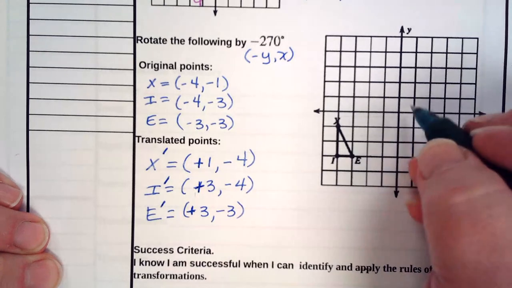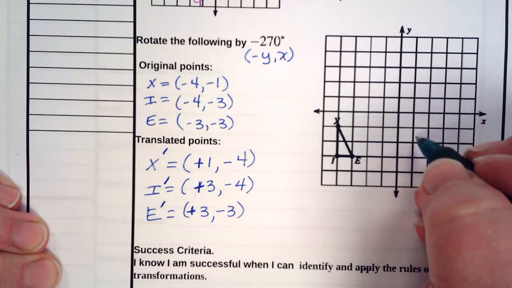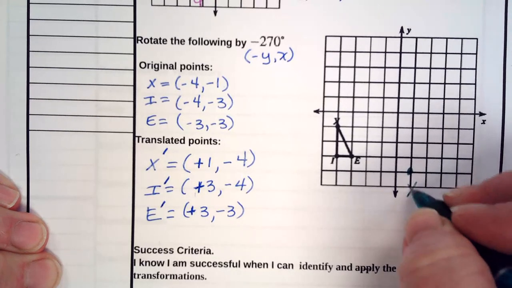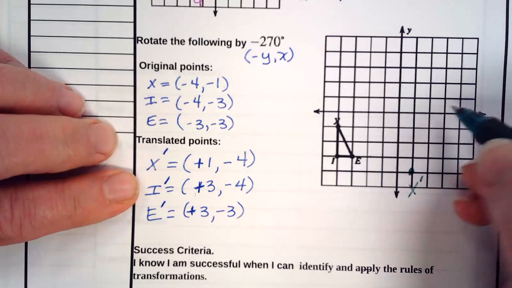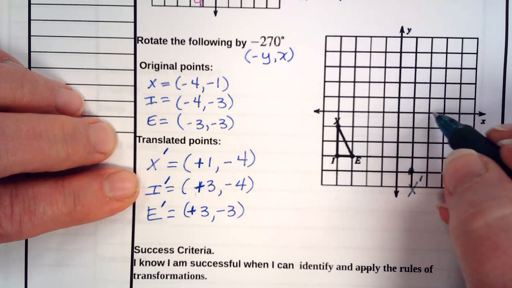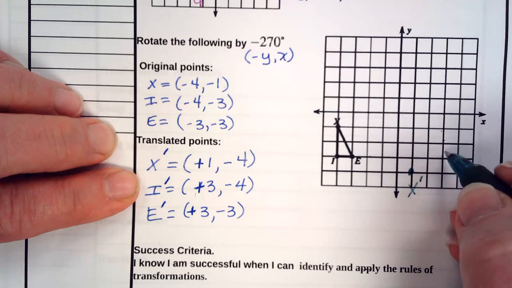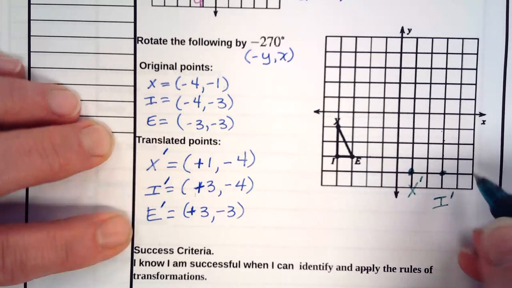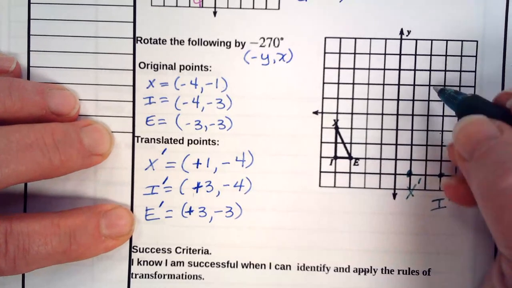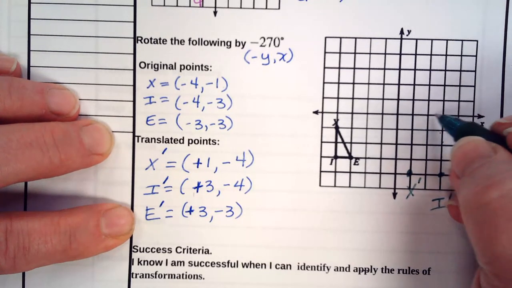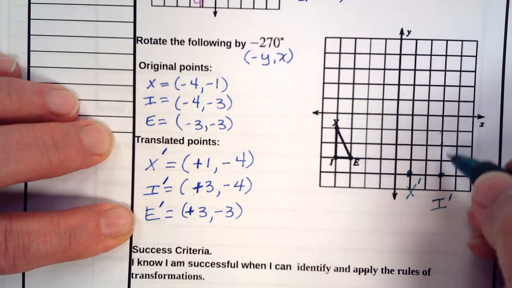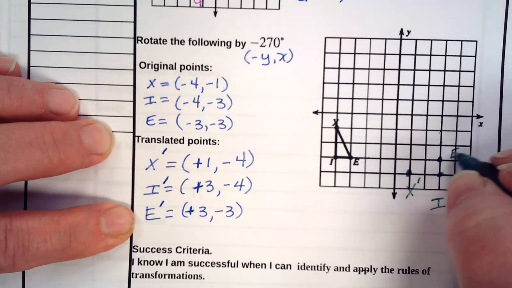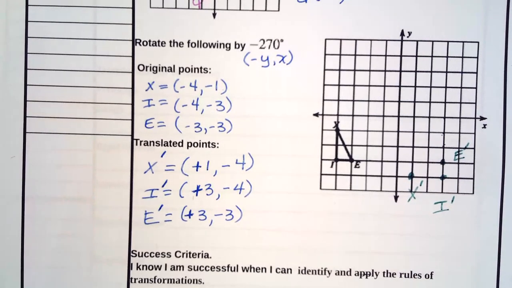Okay, 1, -4. 1, 2, 3, 4. X prime. 3, -4. 1, 2, 3. 1, 2, 3, 4. I prime. 3, -3. 1, 2, 3. Connect your dots.